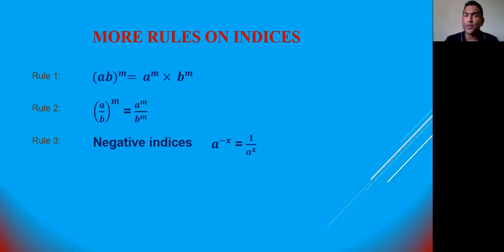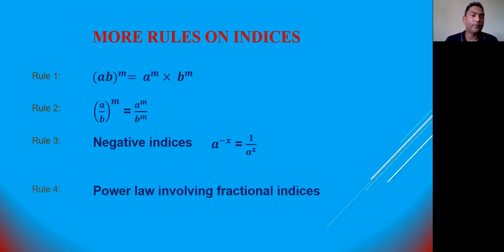So a power minus x is the same as 1 over a power x. Rule number 4, where we're going to use the power law, which involves fractional indices. That is, if you have a power x power 1 over y, it is the same as a power x times 1 over y. Now, let's have a look at some examples where we use these rules.